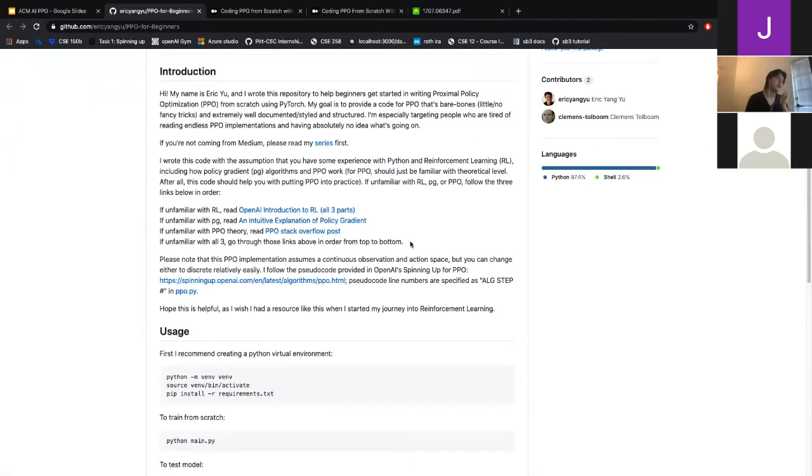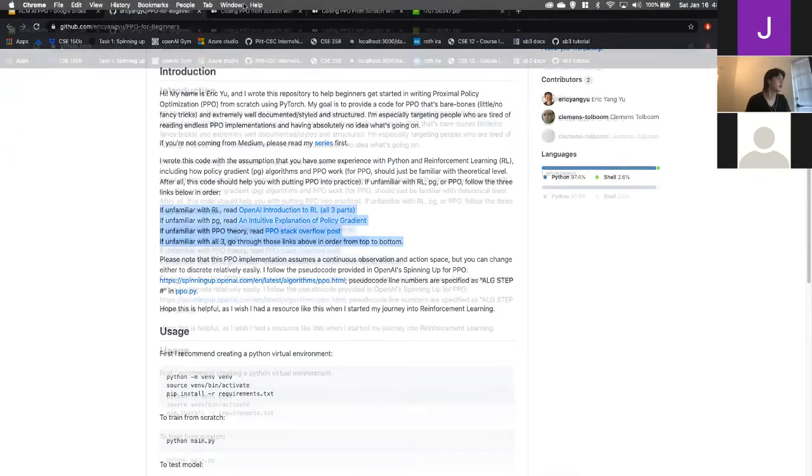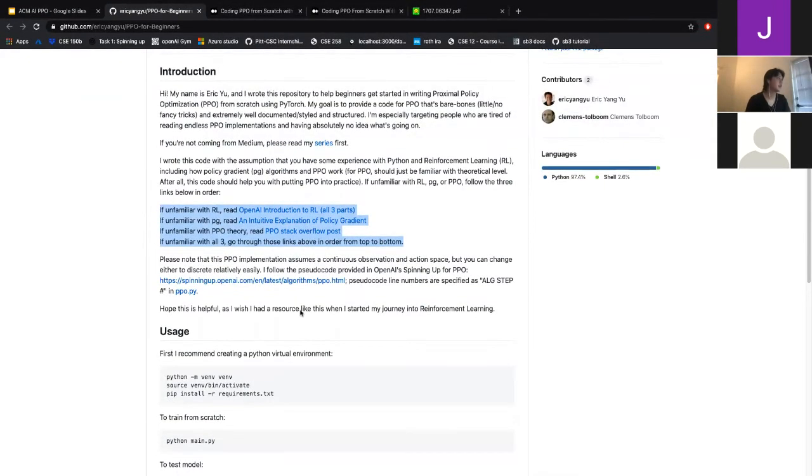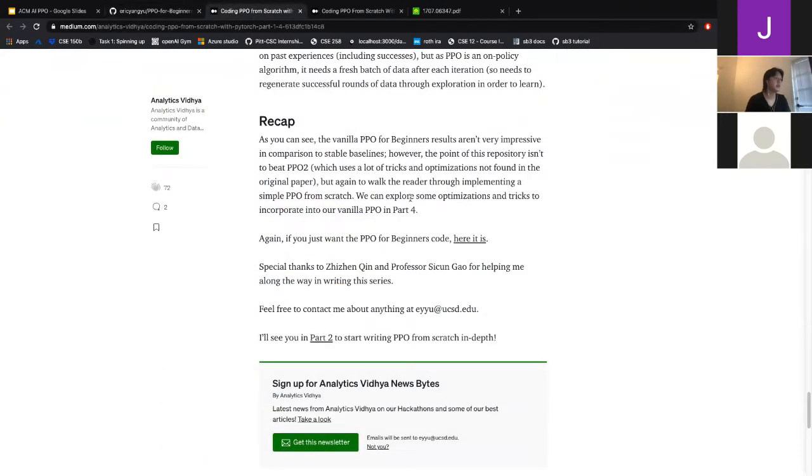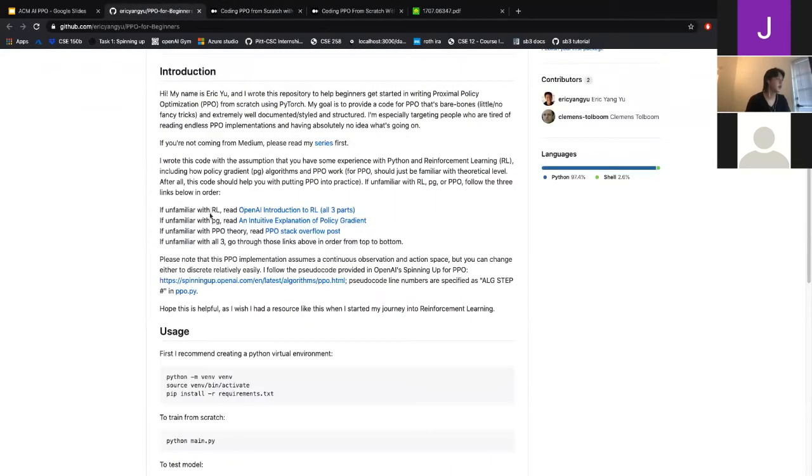One thing to note is that I wrote this code and this series with the assumption that you're familiar with 3 things. It's classical reinforcement learning, so what you learn in CSE 150B. I assume you're okay with policy gradient algorithms, and I assume you're fine with the PPO theory.